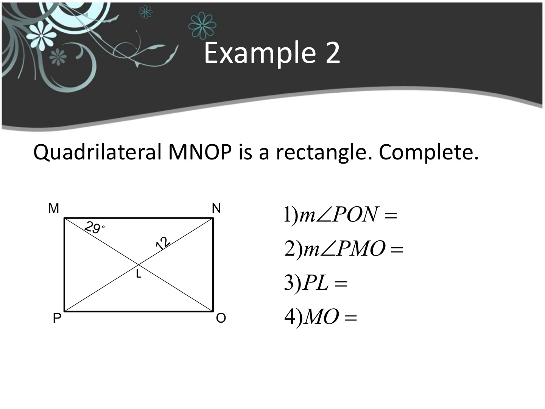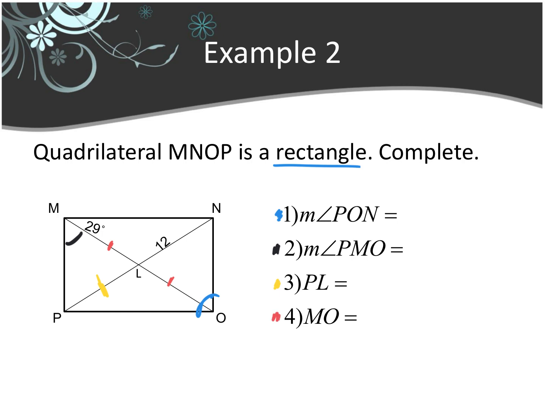So this is example 2. They're telling us quadrilateral MNOP is a rectangle. So we know what theorems we can use, and they want us to complete the question. For number 1, they want us to find the measure of angle PON, so this whole big one. For 2, they want us to find PMO, so this one right here. Let me draw that one better. They want us to find PL, so this segment right here, and they want us to find MO, which is this entire segment right here.